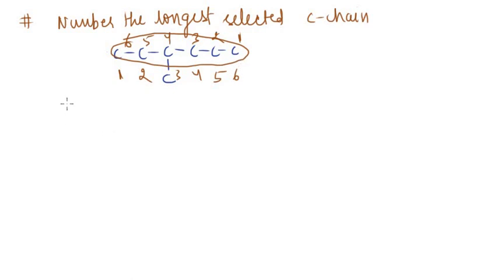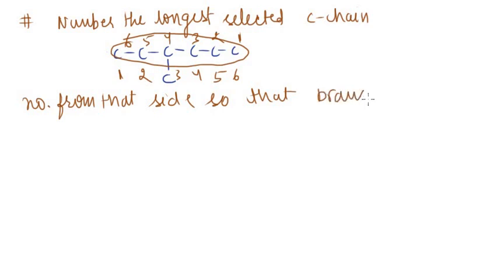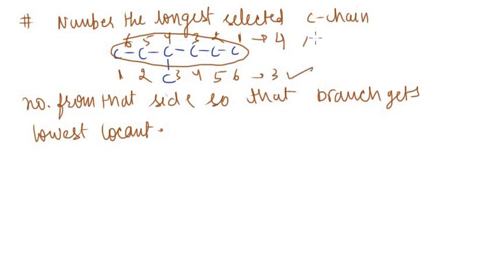So we have to number from that side so that the branch gets the lowest locant. So the branch gets the lowest locant. From the first side, 1, 2, 3, 4, it is getting fourth, and from the other it is getting third. So this is the lowest, this is the correct numbering, and this is the wrong numbering. That is called the lowest locant rule.